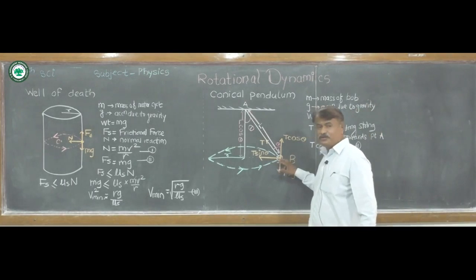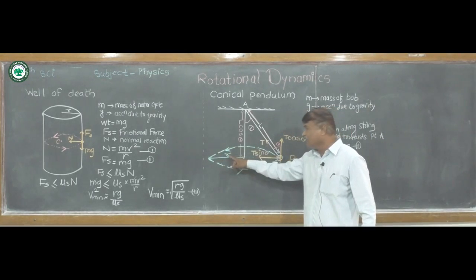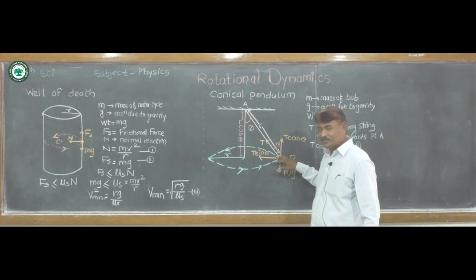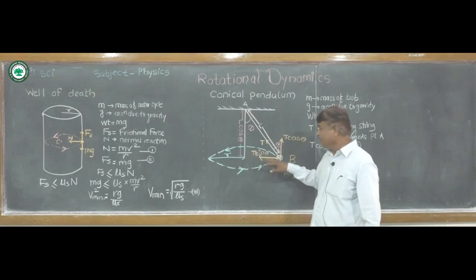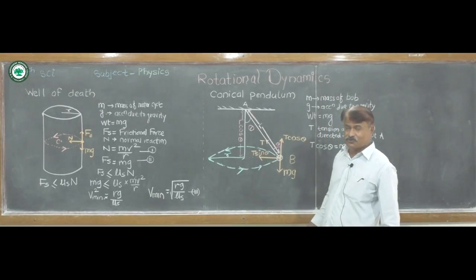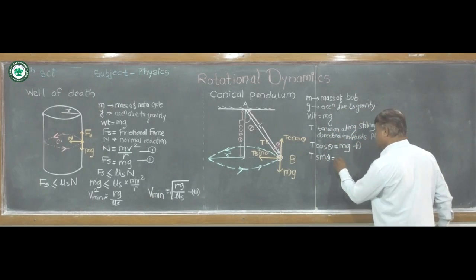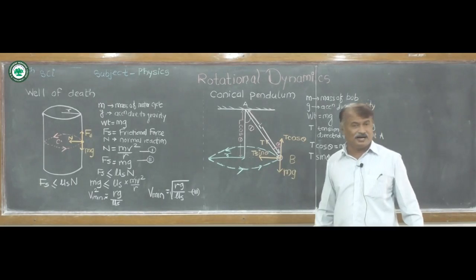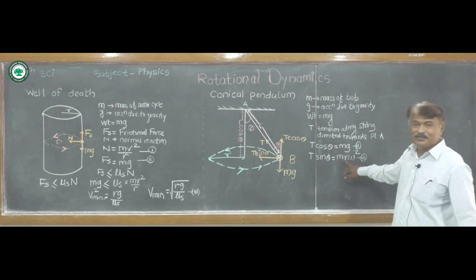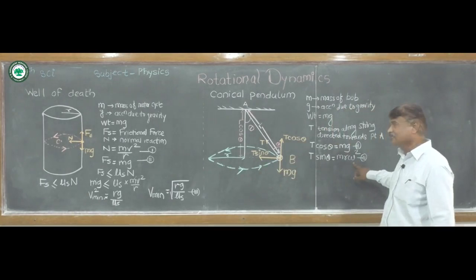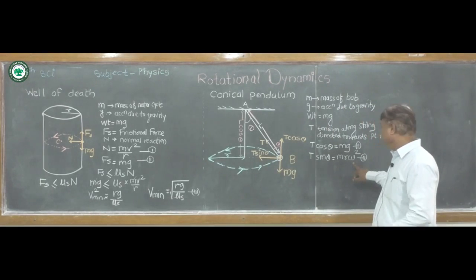Now, as this bob revolves along the horizontal circle of radius r in the anticlockwise sense with constant linear speed, this T sin theta is directed toward the center and provides the necessary centripetal force. So T sin theta is equal to the centripetal force m r omega square. This is equation 2. Here m is the mass of the bob, r is the radius of the circle, and omega is its angular velocity. During this horizontal motion omega remains constant, and that's why this motion is UCM, and therefore T sin theta = m r omega square.